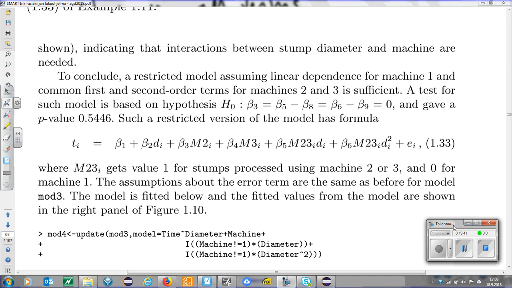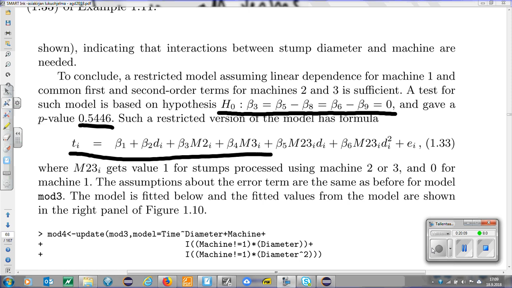And if we want to test those restrictions jointly, then we should formulate this null hypothesis and formulate the L matrix that includes 3 rows for this model. And the p-value from this kind of model test was quite high, so we are satisfied with this kind of restricted model, and then the model is of this form.